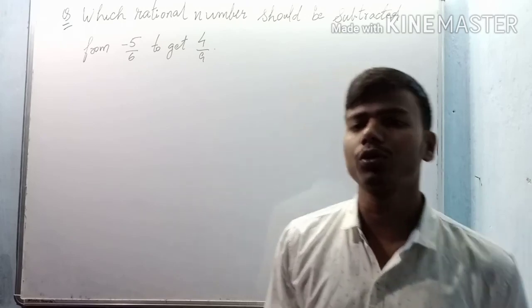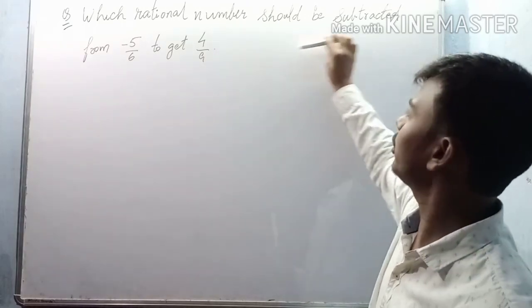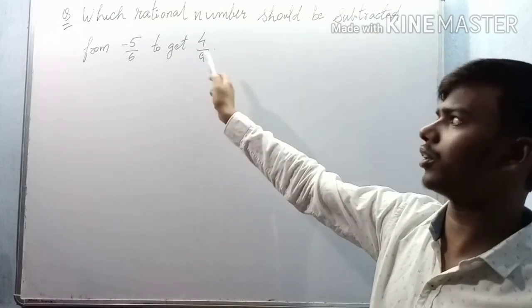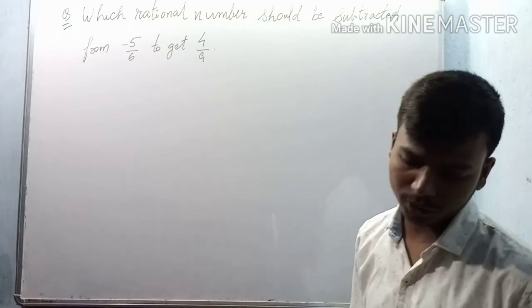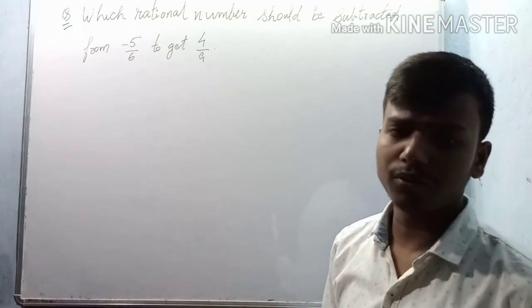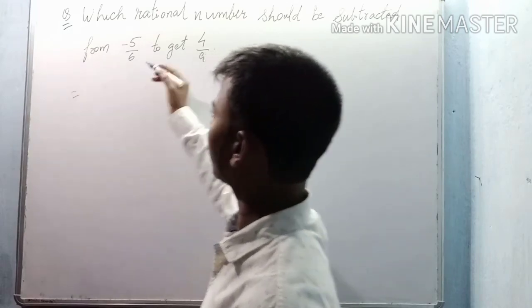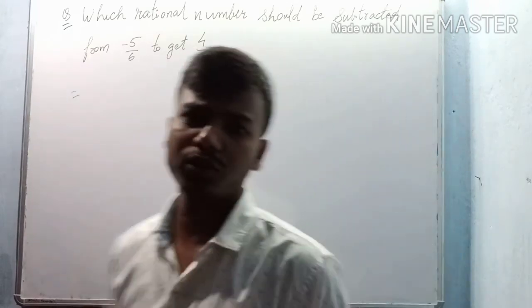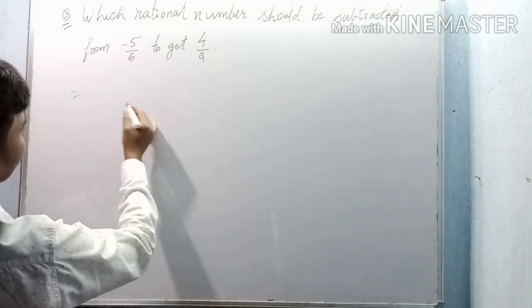Let's move to the fourth question of this series. The fourth question is saying: which rational number should be subtracted from minus 5 by 6 to get 4 by 9? The question is very simple: which rational number should be subtracted from minus 5 by 6 to get 4 by 9?